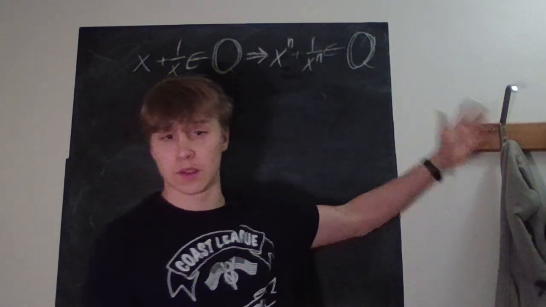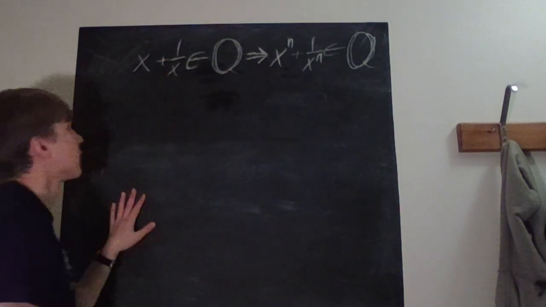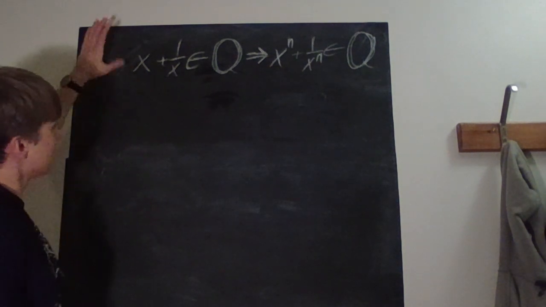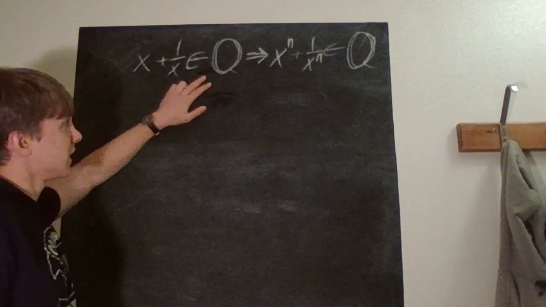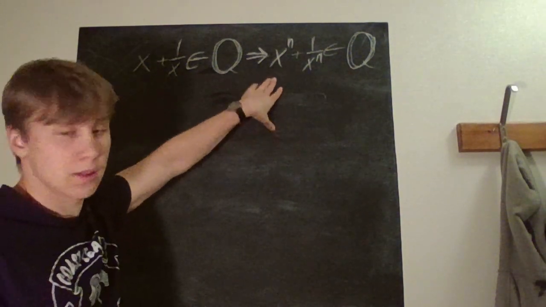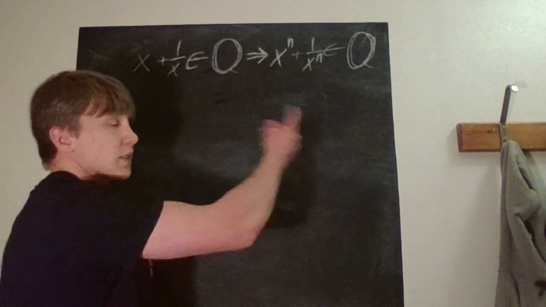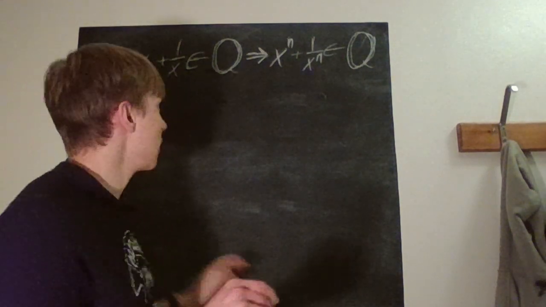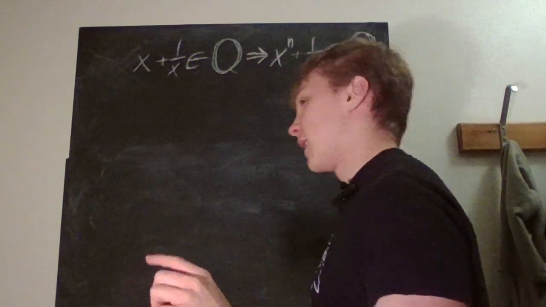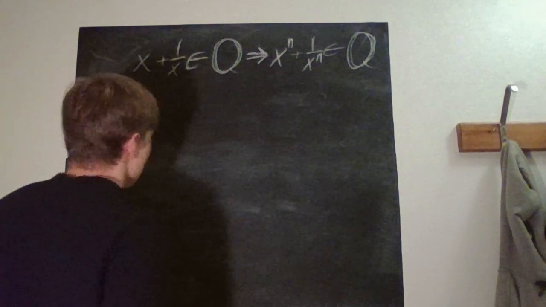So now we have a rather weird looking problem. We're supposed to prove that if x plus 1 over x is rational, then x to the power of n plus 1 over x to the power of n is also rational. Okay, so just starting out, we will think about this factorization rule.